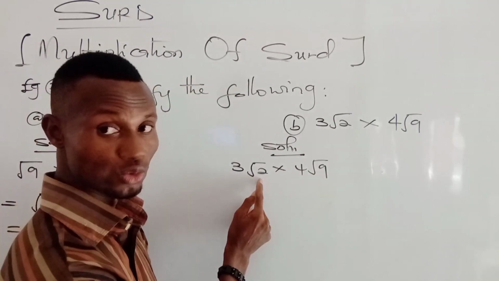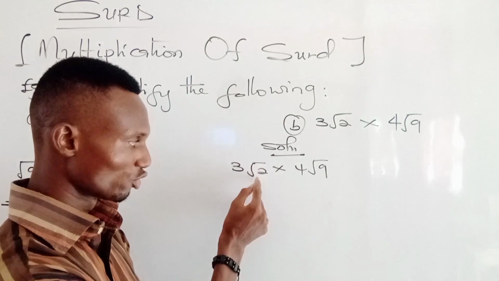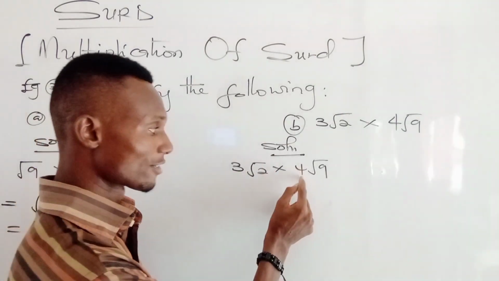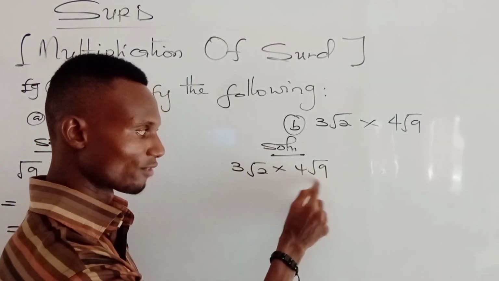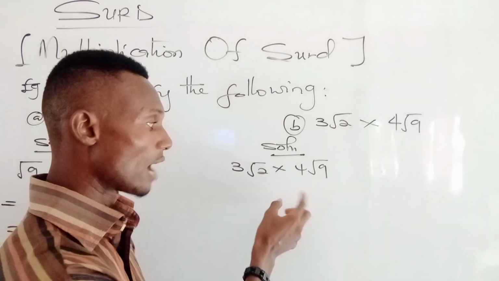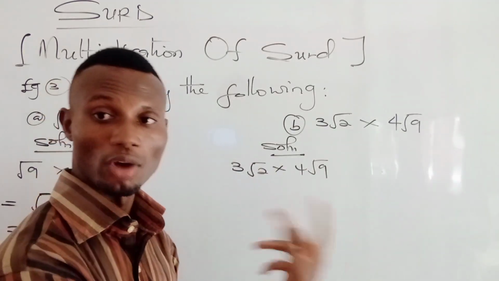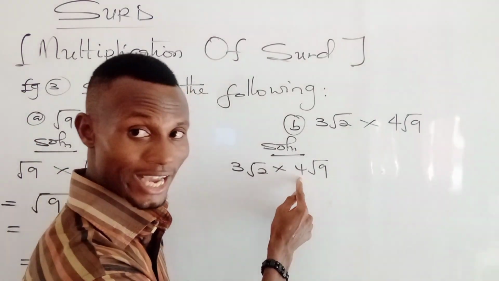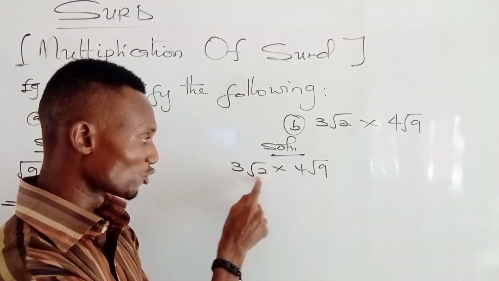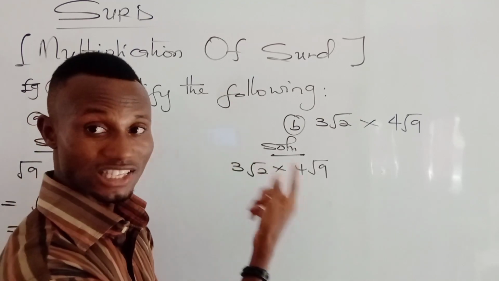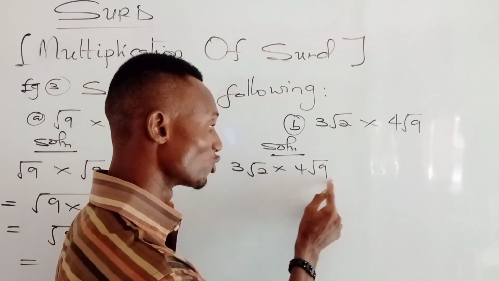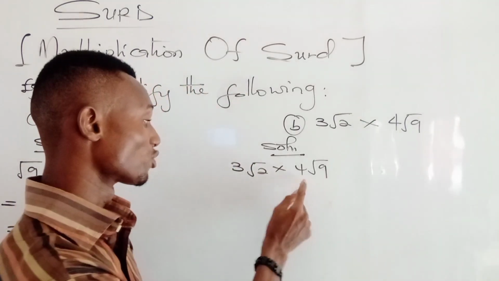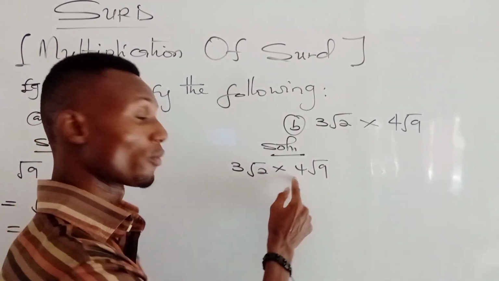This is 3 root 2. So the coefficient of this root 2 is 3, and this is 4 root 9, so the coefficient of this root 9 is 4. Now the coefficients will multiply. This 3 here will multiply the 4 which is here. So it's going to be 3 times 4, which is 12.